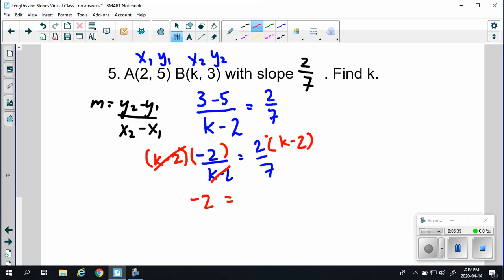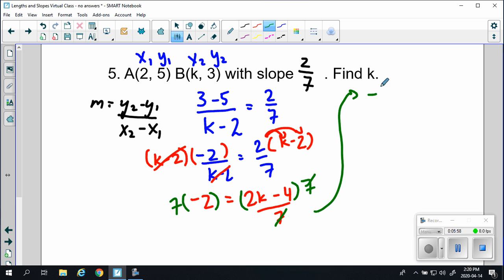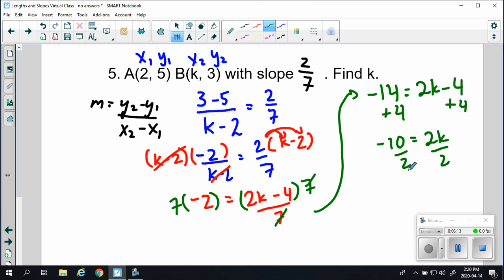And in the top, just to make my life a little easier, I'm just going to distribute that too. 2k minus 4 over 7. So yay, k is now in the top. Unfortunately, we still have a denominator, which I do not like. So I'm going to kill off this denominator by multiplying both sides by 7. And we end up with negative 14 is equal to 2k minus 4. So I will add 4 to this side, add 4 to that side, and we're ending up with negative 10 is equal to 2k. So we'll divide both sides by 2, and k is equal to negative 5.